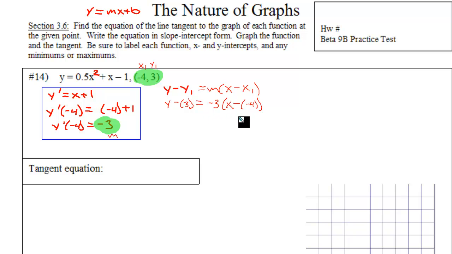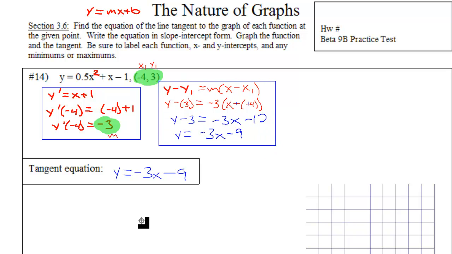Simplify, subtracting a negative 4 is like adding a positive 4. So this is y minus 3 equals, distribute the negative 3, add 3 to both sides. In slope-intercept form, we get y equals negative 3x minus 9. Tangent equation, y equals negative 3x minus 9. So the first part of the instructions, find the equation of the line tangent to the graph of the function at the given point, and the second sentence, write the equation in slope-intercept form. That is finished.